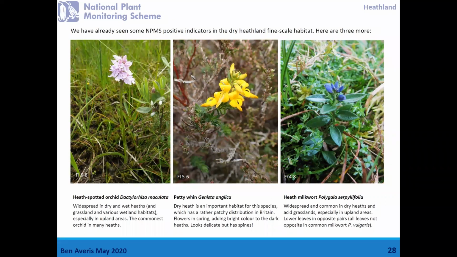And petty whin, in some places we find, like in eastern Scotland here, there's a lot of it in many of the dry heaths, like a miniature kind of gorse or a miniature broom. It's got spines on it. Looks very innocent, but you have to watch out for those wee spines. It flowers quite early as well. It's flowering already up here.